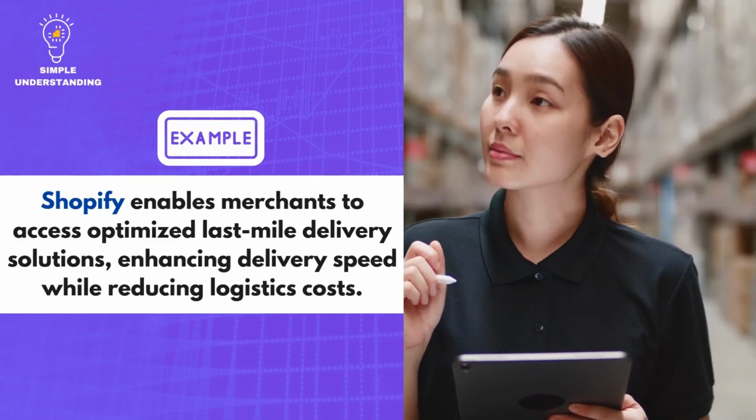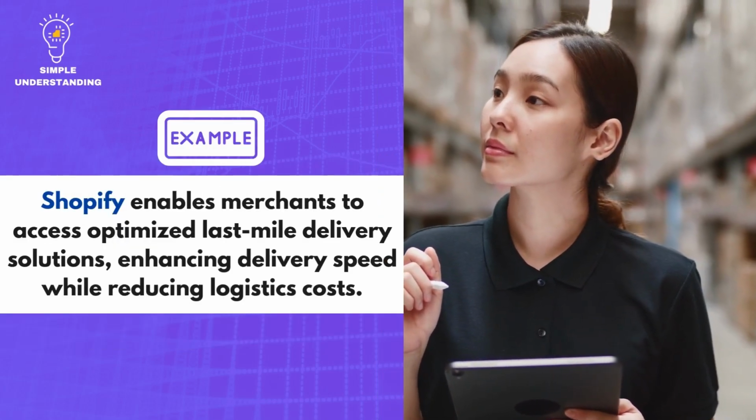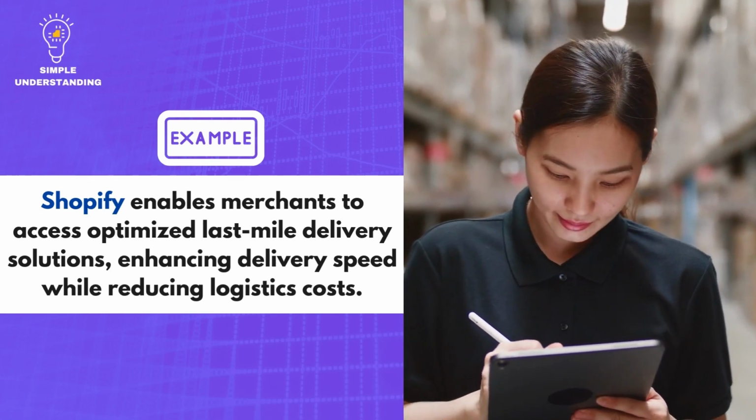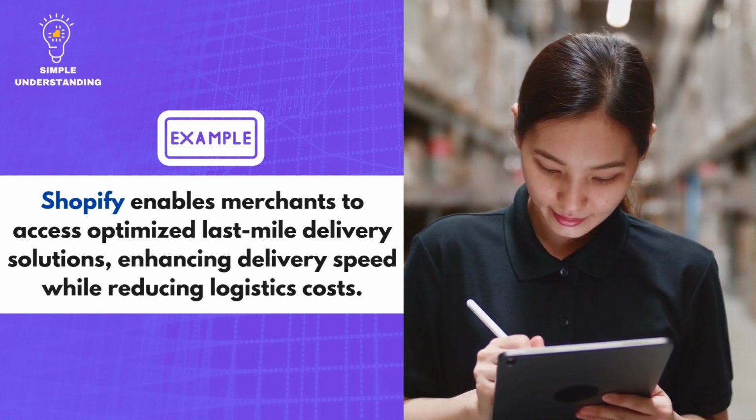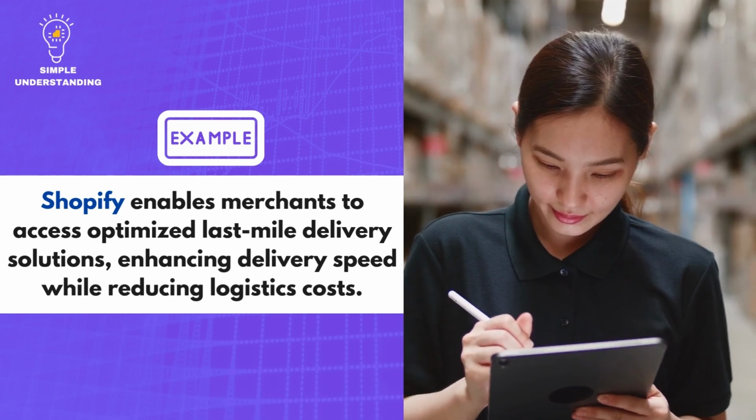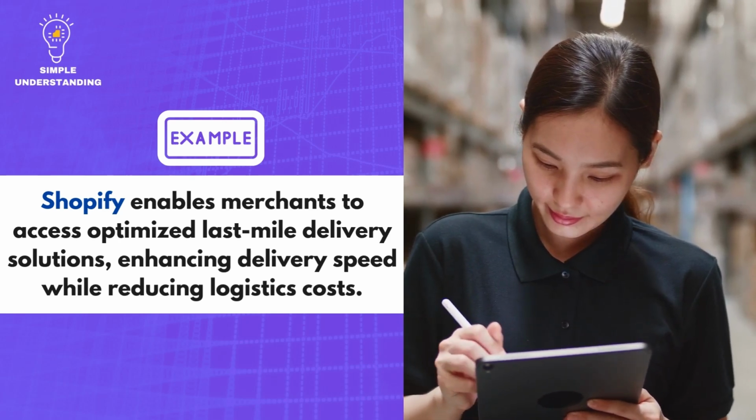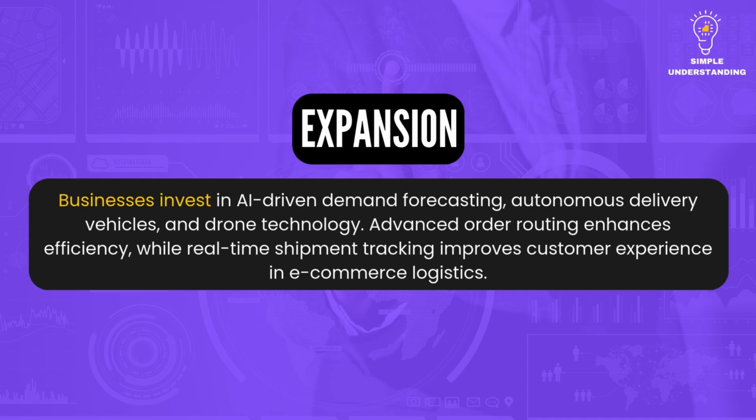Real company example. Shopify enables merchants to access optimized last-mile delivery solutions, enhancing delivery speed while reducing logistics costs. Expansion. Businesses invest in AI-driven demand forecasting, autonomous delivery vehicles, and drone technology. Advanced order routing enhances efficiency, while real-time shipment tracking improves customer experience in e-commerce logistics.